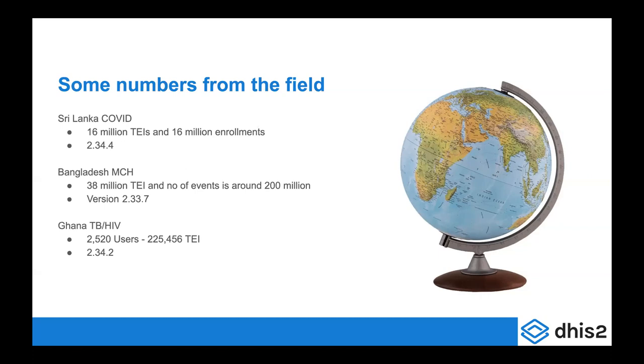Ghana is 2,500 users and 225,000 tracked people. They're running 2.34.2. Why did I put this up between the others? These are all servers that are pushing the boundaries of DHIS2. Ghana is no exception. They are also pushing the boundaries, and I'll get back to that later.